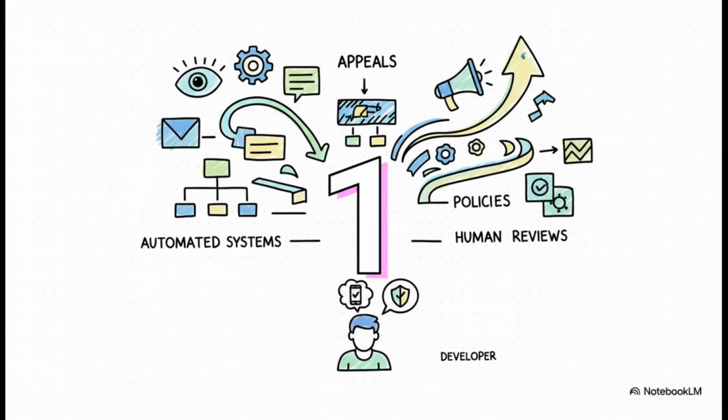You know, when you think about it, with all the automated systems, human reviewers, hundreds of pages of policy, it all comes down to this number, 1. Because at the end of the day, there is only one person who's ultimately responsible for making sure your app and your account are totally compliant with all the rules. And that person is you.